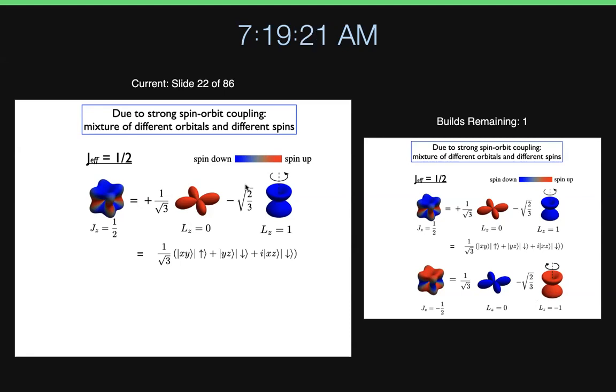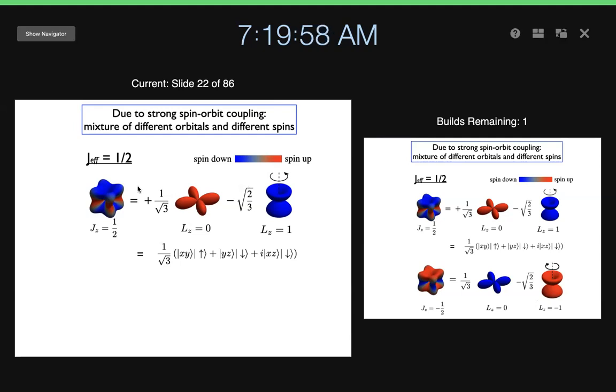So here's my J-effective half. It's a mixture of the red and blue, where red and blue are spin up and spin down. This is basically the XY orbital. And then we have the blue ones, which are mixtures of XZ and YZ, and come with the imaginary i here because they have a finite angular momentum. So it has a finite angular momentum and a finite spin, and the mixture of those makes my wave function, which is J-effective half. And the other one you can get by time reversal, and my screen is again frozen.